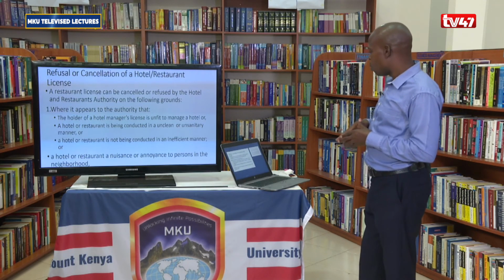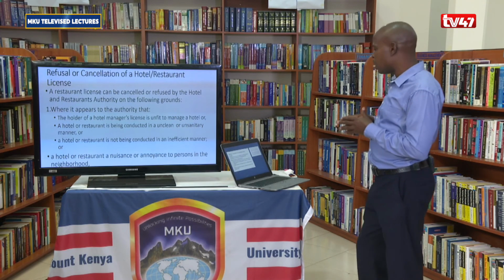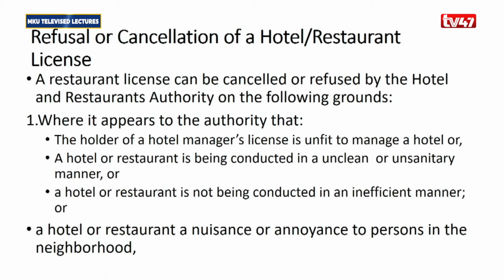One, where it appears to the authority that the holder of the hotel manager's license is unfit to manage hotel. If the hotel manager is unfit, then the license will be withdrawn. Unfit means one does not conform with the regulation as per provided by the law. Two, do not have the knowledge of operation of the hotel or restaurant.